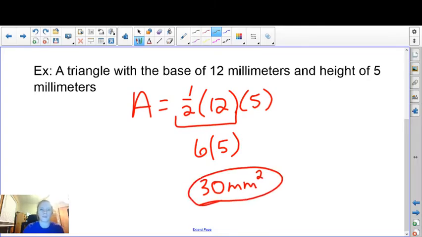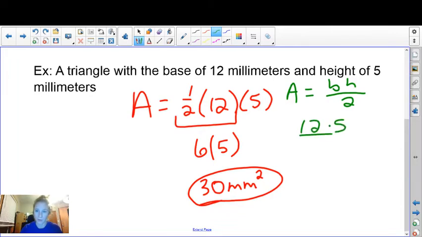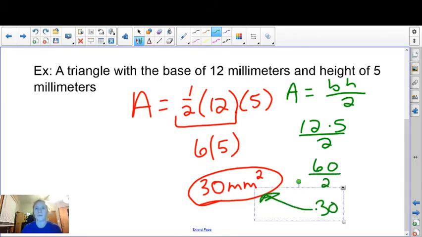Now, another way to get to the same answer is some people like this version of the formula: base times height divided by 2. It doesn't really change the problem at all. It's just a different format. So I could start by taking my 12 times my 5 divided by 2. 12 times 5 is 60. And then I take 60 divided by 2, which is 30. Which we see is the exact same answer.